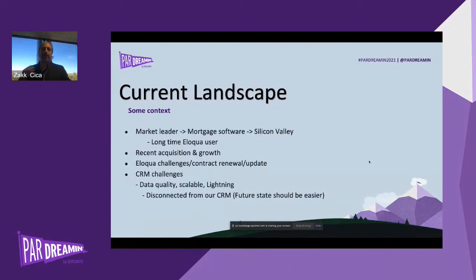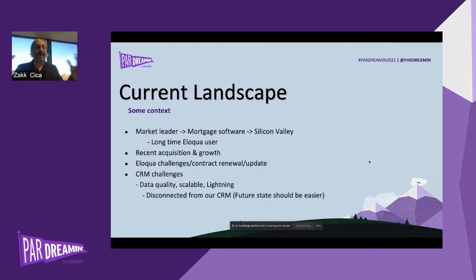So let me give you some context here of where ICE Mortgage Technology is. We're a market leader. We're in the mortgage software industry and based in Silicon Valley. Longtime Eloqua user. And the term market leader will come through again because I've always worked for these large market leaders. With that, we were previously known as Ellie Mae, and we were acquired last year by the company that owns the New York Stock Exchange, Intercontinental Exchange, for $11 billion.